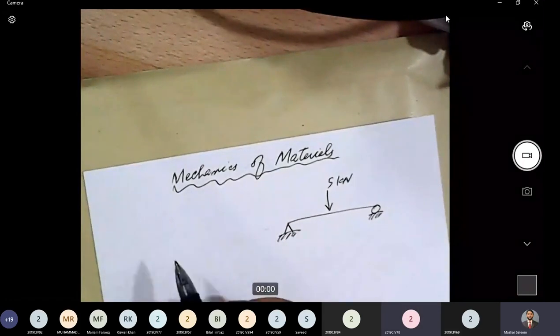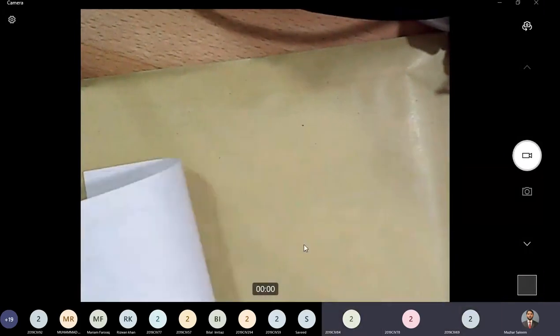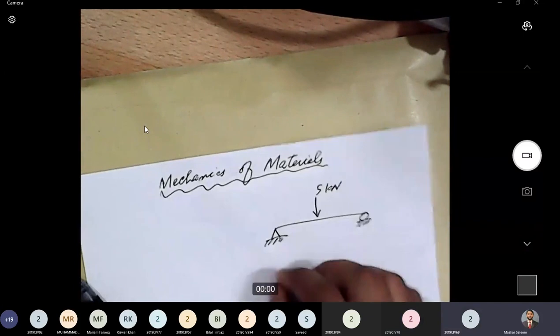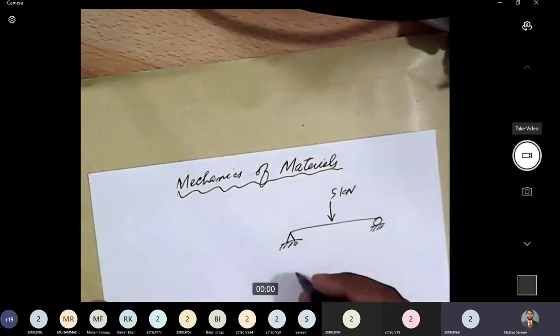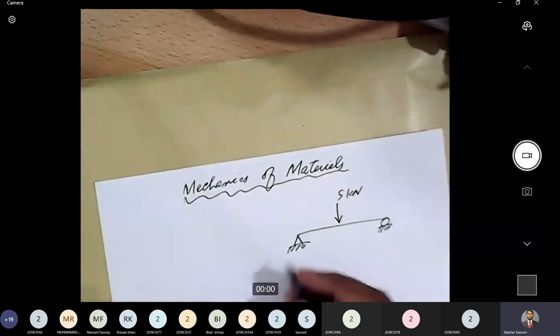Fixed support bears three forces: perpendicular and parallel to the supporting surface, and the moment of reaction. Hinge support bears two: perpendicular and parallel to the supporting surface, and roller support only perpendicular to the supporting surface. Okay, that is right. So we have three types of supports.